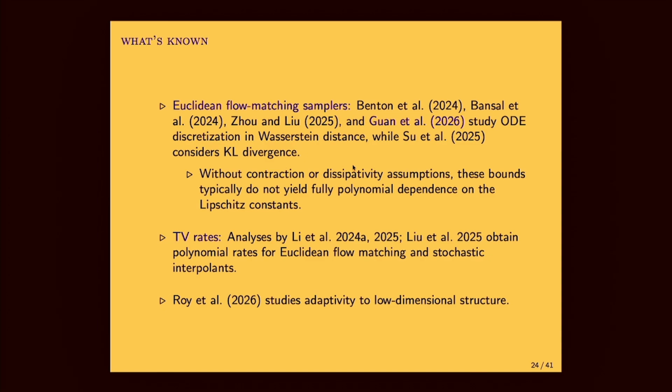And there are papers by Li et al. and Liu et al. which obtain rates in the TV metric for Euclidean flow matching. Also, the Liu et al. paper considers the stochastic interpolant version, where they add noise to this interpolation additionally, which I didn't introduce here, right? And there's another line of work which is also starting to be looked at more, which is taking this Euclidean sampler and looking at the structural adaptivity of that sampler to the hidden manifold structure, right? So Roy et al. study that setup, right?